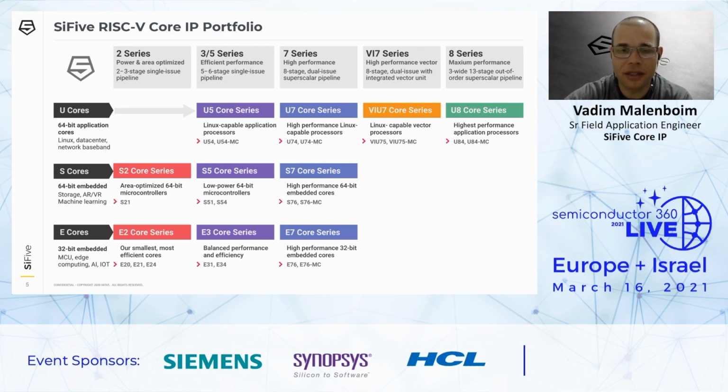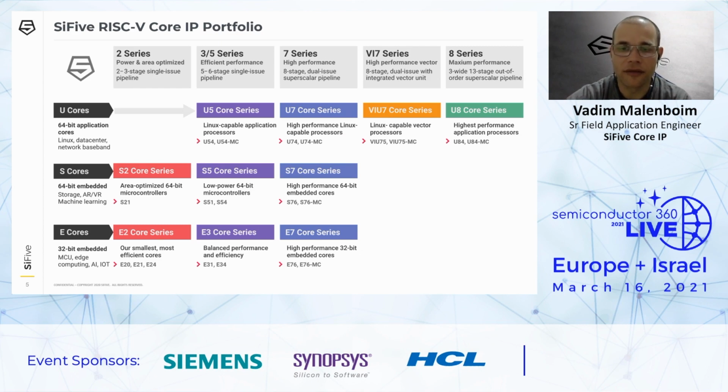Progressing to the 7 series, we multiply the 3 and 5 series performance by implementing a dual-issue superscalar core for all segments. This provides very high performance embedded and application cores. The latest announced Unmatched board is powered by a multi-core instantiation of the U74. The board is intended for PC-like applications and provides a native RISC-V development environment.